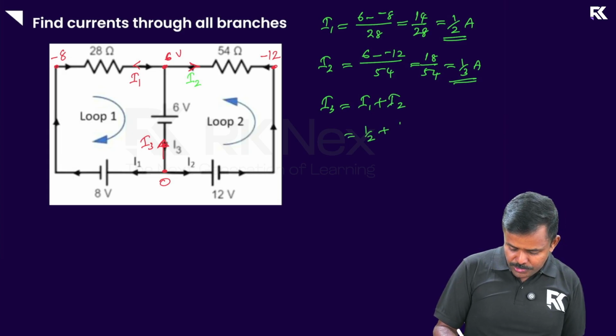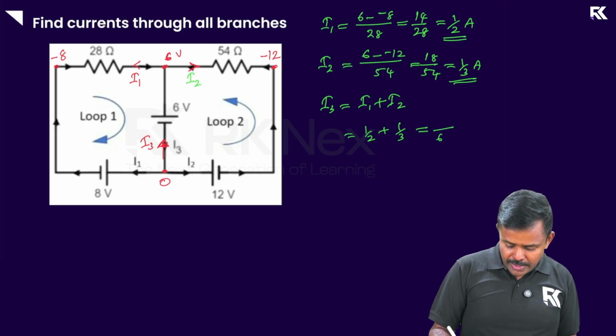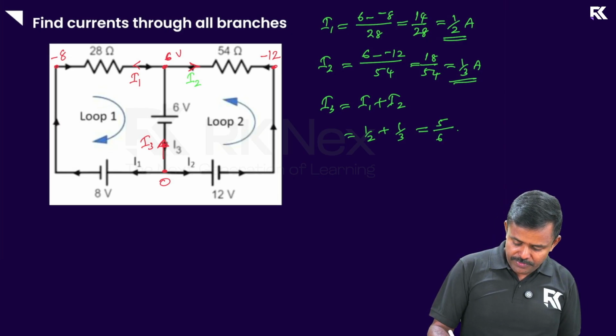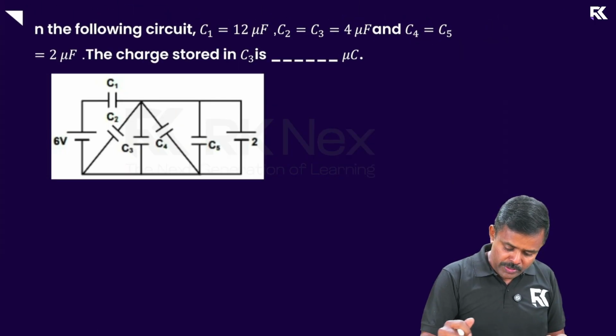I1 is 1 by 2. I2 is 1 by 3. So if I take the LCM, it is 6, and in the numerator, I have 3 plus 2, which is 5. 5 by 6 amps. See how simple the solution is. Okay, right. Let's move to the next one now.